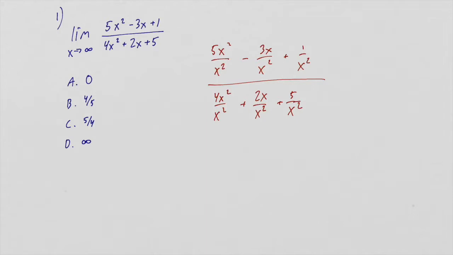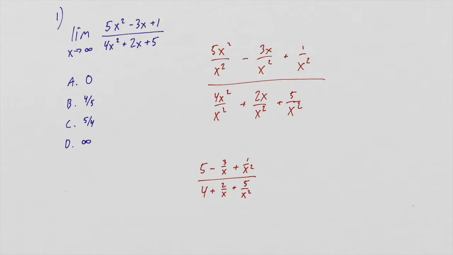And this does look like a mess, that's fine. So we simplify it up a bit. We end up with 5 minus 3 over x plus 1 over x squared, all over 4 plus 2 over x plus 5 over x squared.